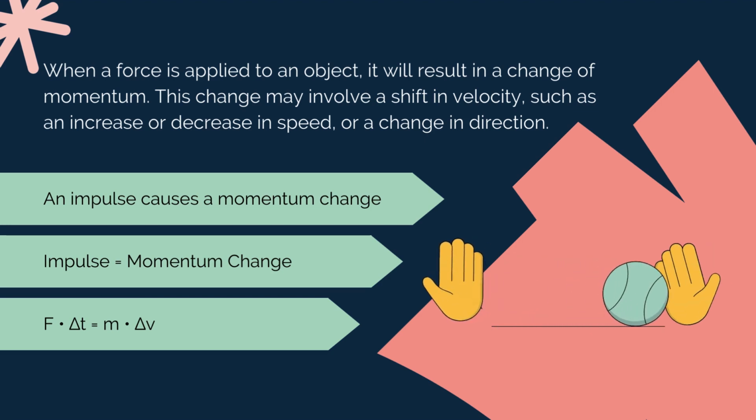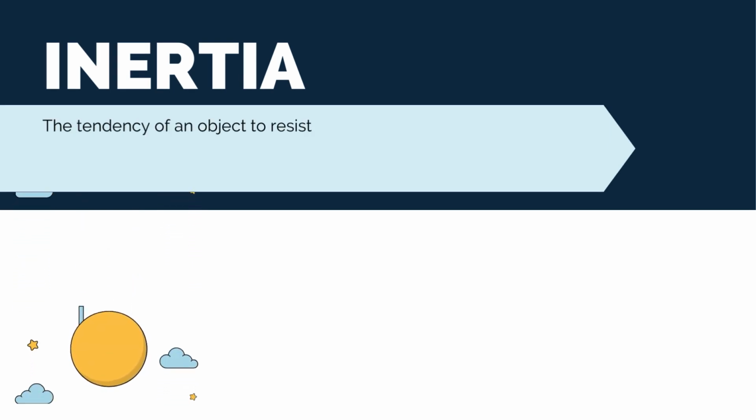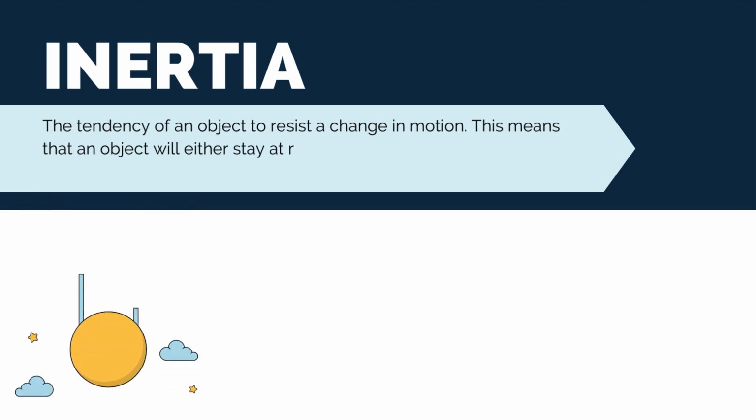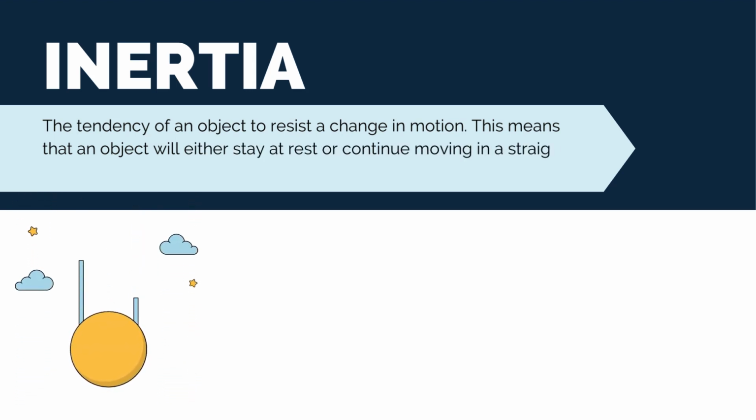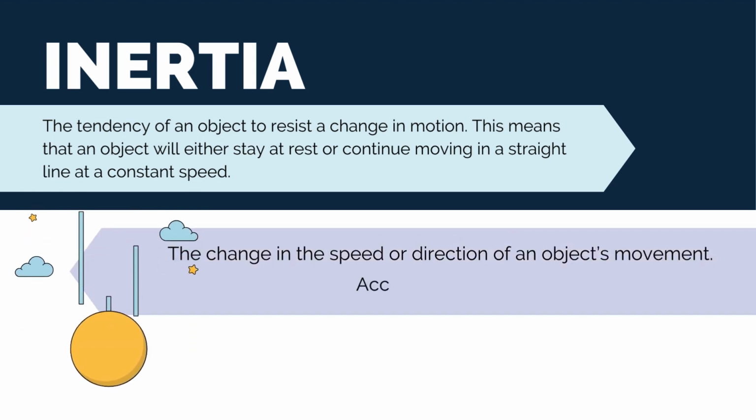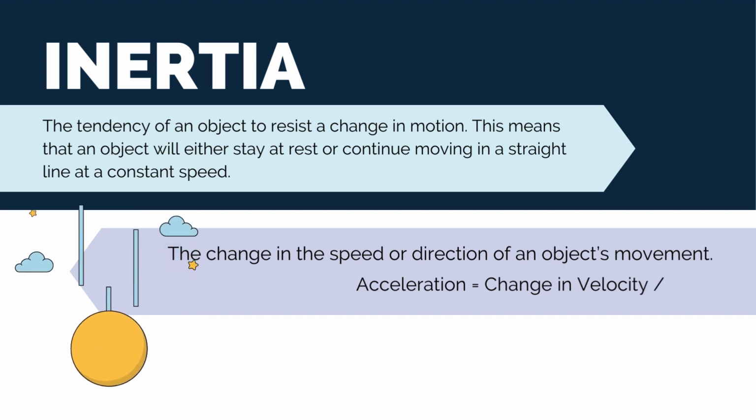Impulse. Inertia: the tendency of an object to resist a change in motion. This means that an object will either stay at rest or continue moving in a straight line at a constant speed. Acceleration: the change in the speed or direction of an object's movement. Acceleration equals change in velocity over time.